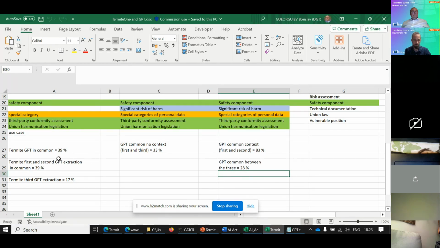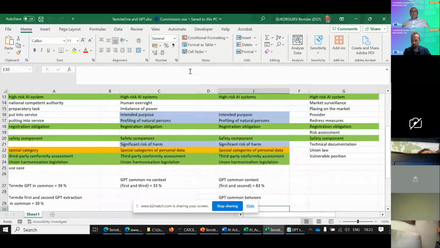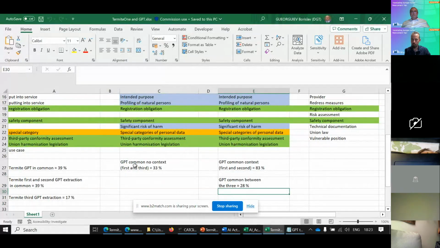Then we have this 40%, especially with the first and the second extraction, because with the third extraction we have only 70%. It's going down. And if we look at how close the extractions of GPT are between them, with no context it is only 33%, first and third. It's less than between the Termite and the first extraction of GPT, which actually proves again that the results of GPT are not reproducible.